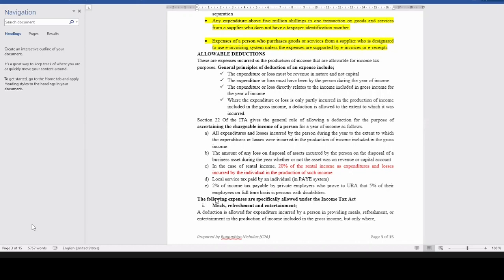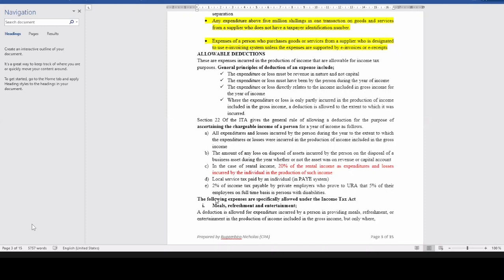That is very true. The amount of any loss on disposal of assets incurred by the person on the disposal of a business asset during the year, whether or not the asset was on revenue or a capital account. Good. And that one has two things, the amount of a loss or gain on disposal of assets. Those are business assets. And business assets, I told you, are split into two. We have the depreciable assets and then non-depreciable.